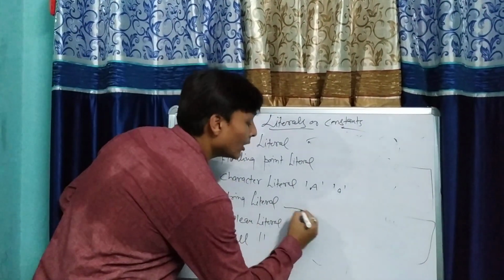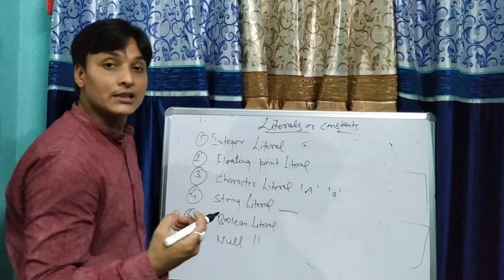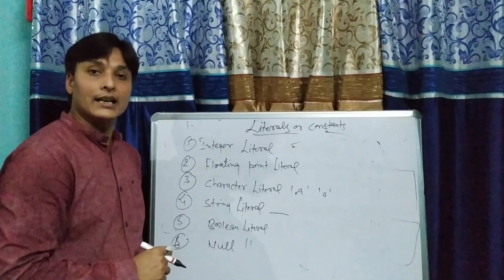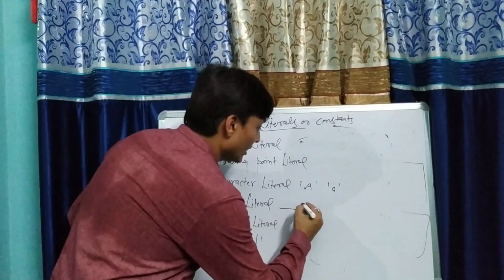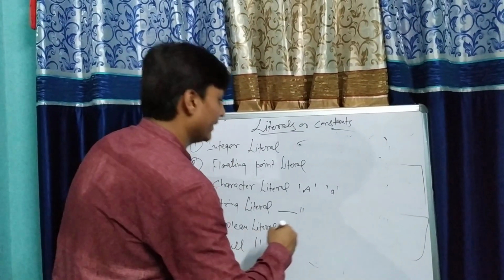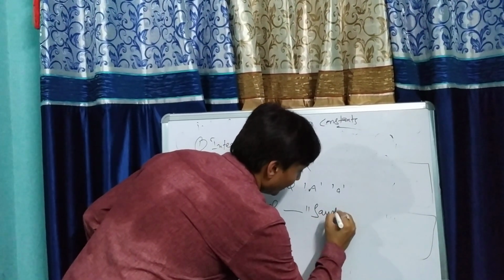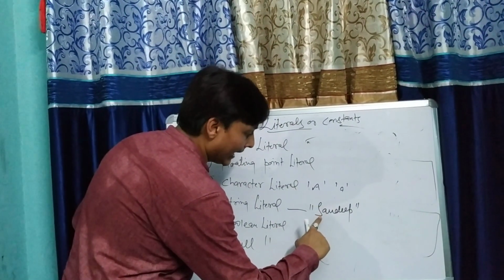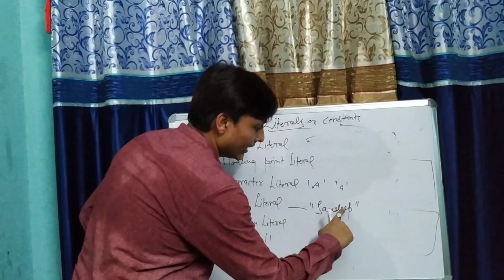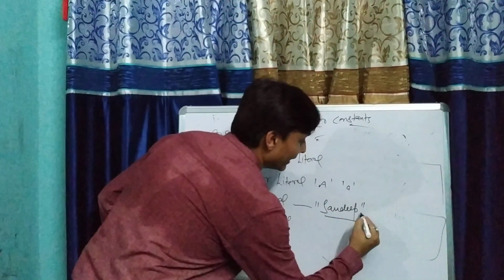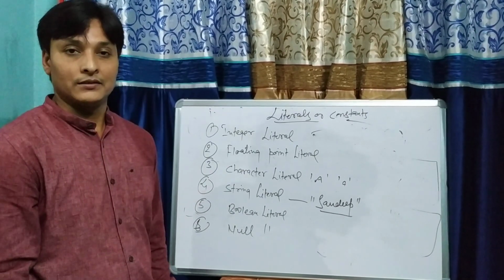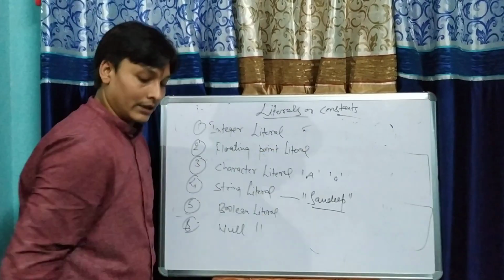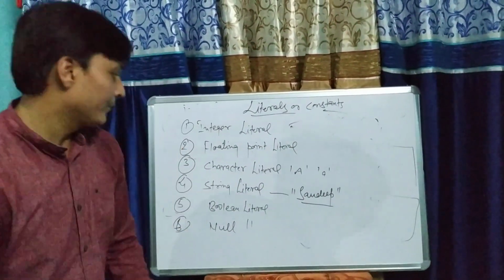While when we talk about string literals, string means it is a collection of characters. Collection of characters means a combination of characters, and your combination will come with a name. Like if I write Sandeep, then it will be the combination of different characters like S, A, N, D, E, E, P, and this name will come under double quotes. So string will always be denoted in double quotes, while characters will always be denoted in single quotes.